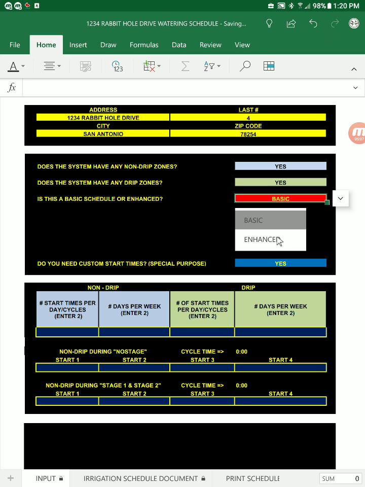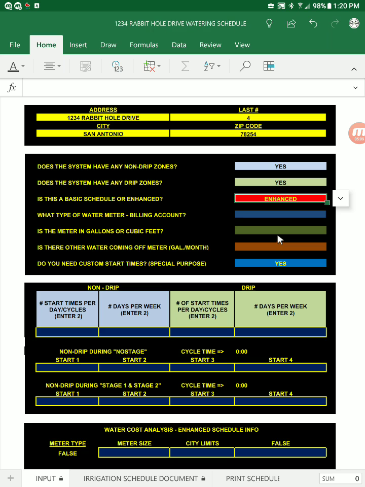So obviously, if I'm just doing a basic one, then I don't even have to type, and the water meter is based upon the billing account. If I was doing a basic schedule, then I don't even need this. Basically, you fill out this questionnaire and it sets your form up so that you only have the fields available that you need to fill out.